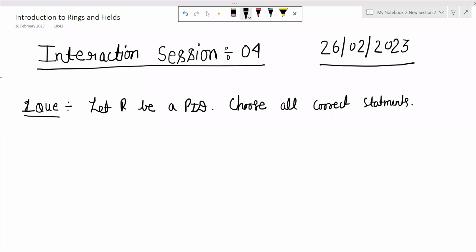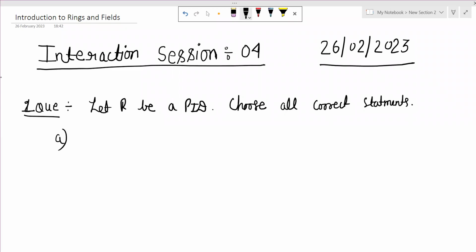Is this a domain? Why are you saying it is a domain? 2 times 2 is 0, right? First of all, it must be an integral domain. That is the thing you should always remember. It should be an integral domain, and every ideal should be a principal ideal. Otherwise, if every ideal is a principal ideal, then it is only a principal ideal ring, not a principal ideal domain. It should be a domain also, right? So try to remember the definition correctly. Okay, the first option is this one.